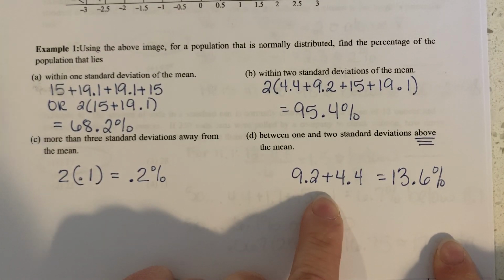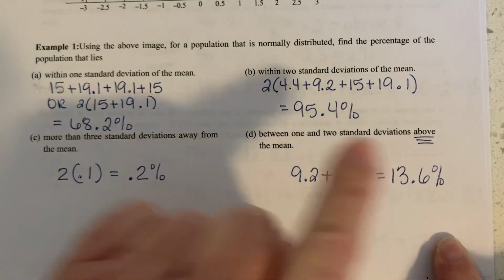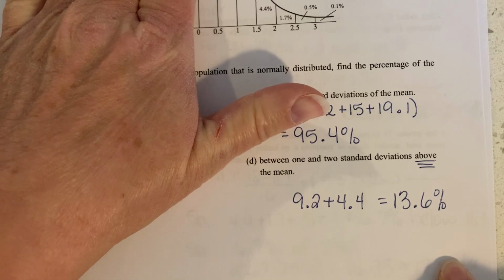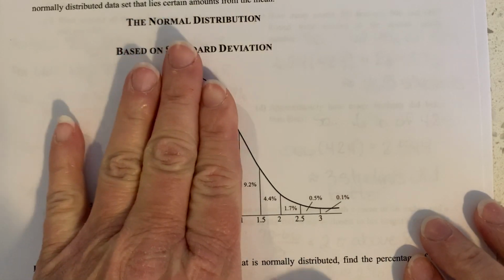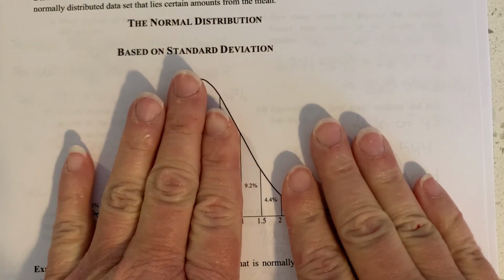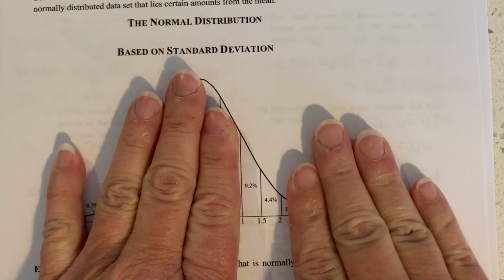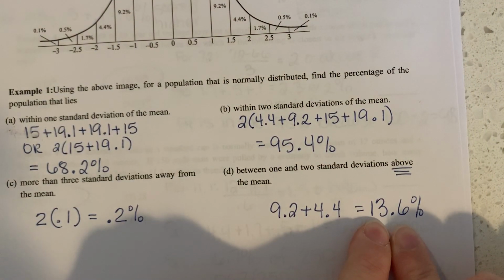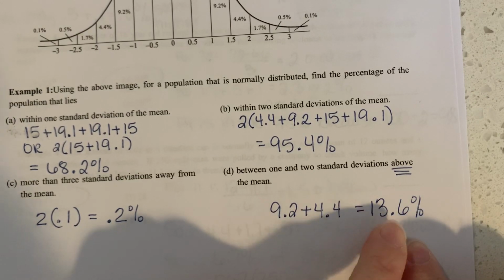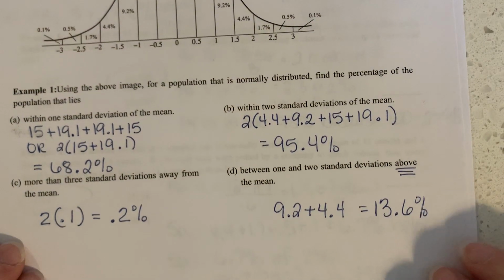Finally, it says, what percentage of the data falls between 1 and 2 standard deviations above the mean? So now we aren't looking at anything below the mean. We're literally only looking above the mean. And it says between 1 and 2. So I'm covering up everything below 1 and everything above 2. And all you can see is 9.2% and 4.4%. So altogether, 13.6% of the data falls between 1 and 2 standard deviations above the mean. Okay? All right.